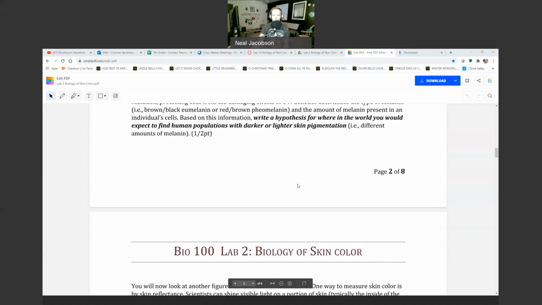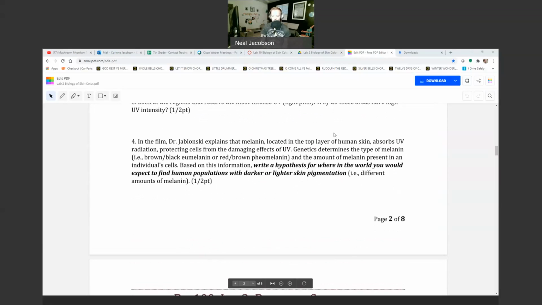And so we could write a hypothesis for where in the world we would expect to find human populations with darker or lighter skin pigmentation. Well, let's see that real quick. So if UV light protects us from skin damage, if melanin protects us, and we're talking about eumelanin, protects us from UV radiation, and UV radiation is highest near the equator, I would hypothesize that you would find more concentrations of populations with people that have eumelanin near the equator than people with pheomelanin the closer you get to the poles, or the further you go out in latitude.